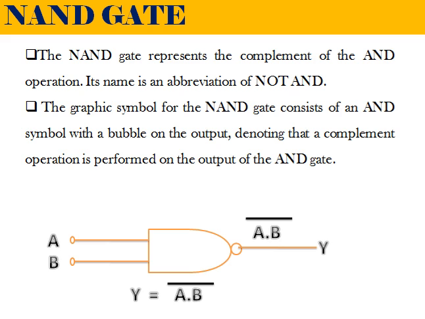Let's start with NAND gate. NAND gate is the complement of AND gate. It is the combination of AND gate plus NOT gate equal to NAND gate. So this is the symbol of NAND gate, AND gate plus this is NOT gate. If A and B are the inputs, then its output is A dot B whole bar.